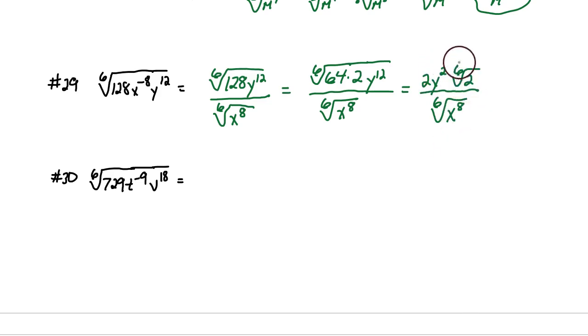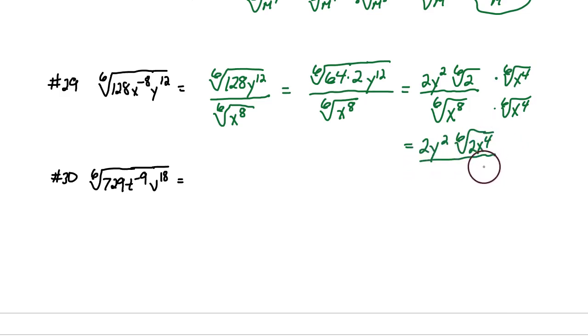Okay, we got the top looking pretty good, but in the denominator we still have a radical. So we need to do that technique of rationalizing. This power is not a multiple of this index of 6. But if this 8 was instead a 12, then it would be a multiple. So let's multiply top and bottom by the sixth root of x to the 4th power. Now we have 2y squared times the sixth root of 2x to the 4th, all divided by the sixth root of x to the 12th. But the sixth root of x to the 12th is x cubed.